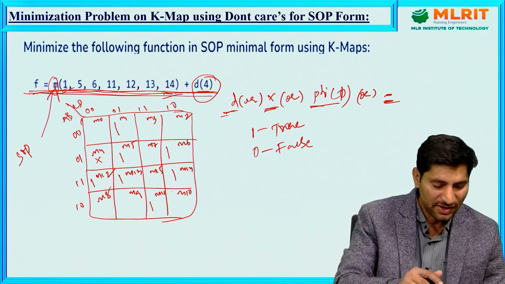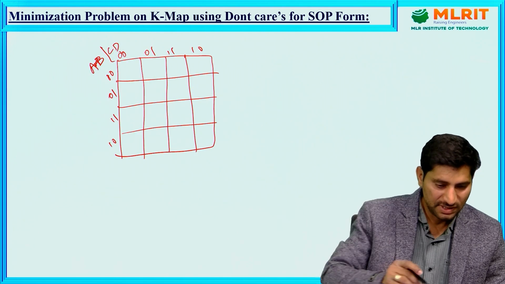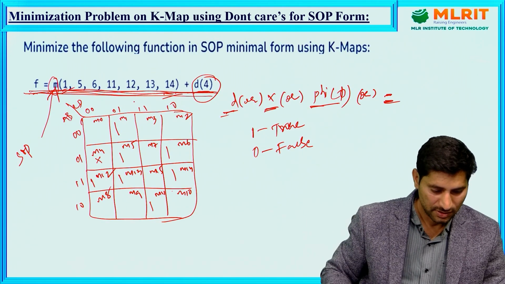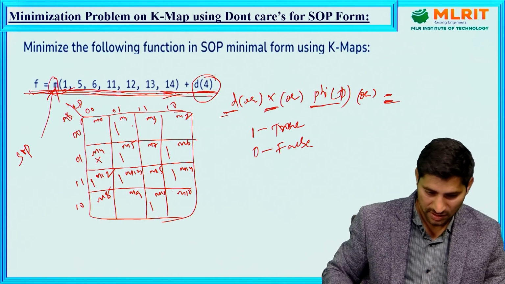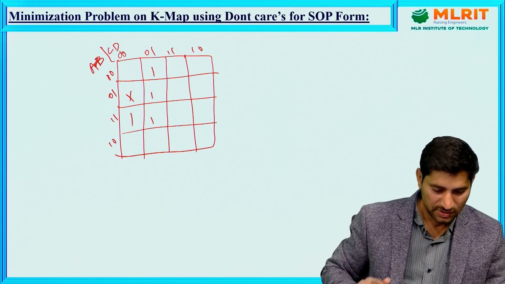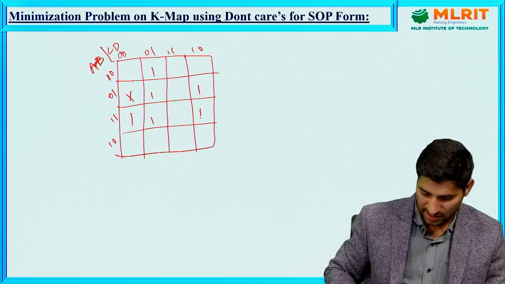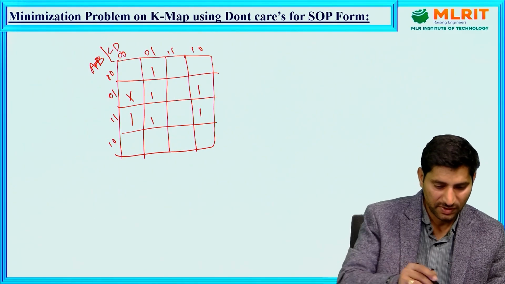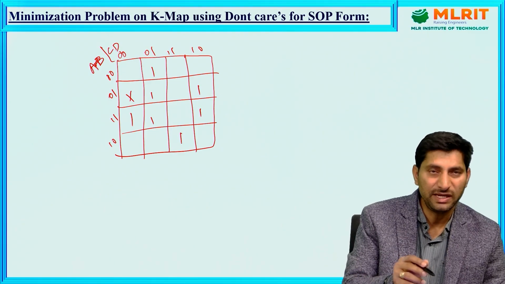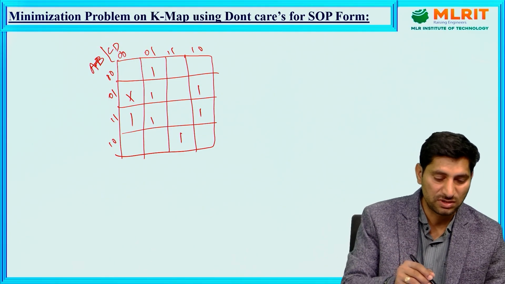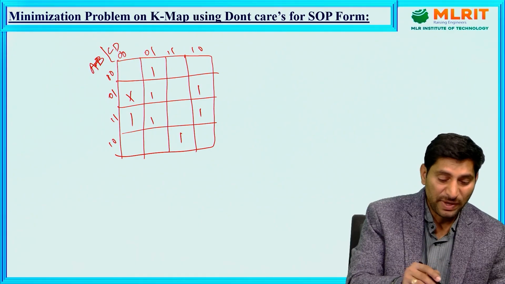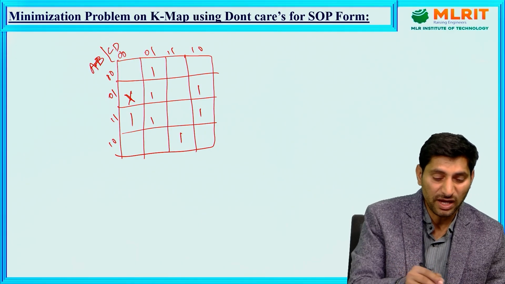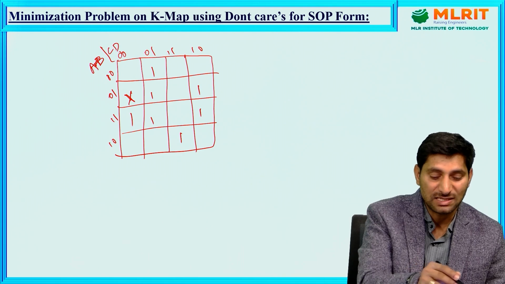So what are terms they are given? These are terms they are given 1 1 1 and this is don't care, right? And this is also given. Next last 2 terms they are given and next one they are given this one. Okay, now we need to group as per SOP rules, right? While we are grouping, we have to make use of this don't care term. Okay, so we need to group maximum cells.